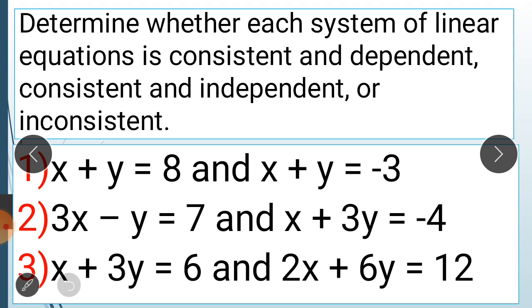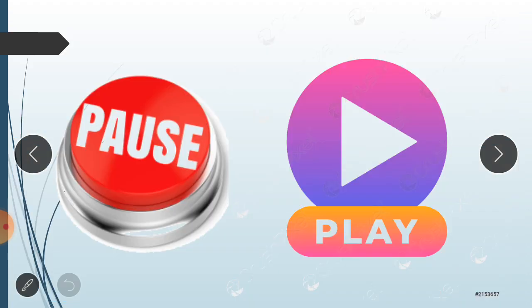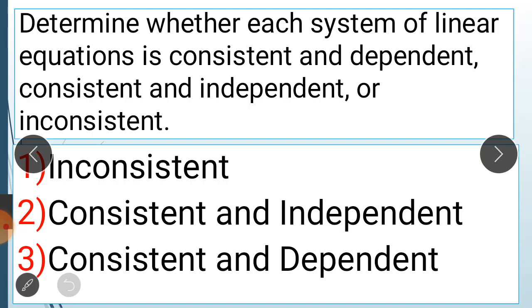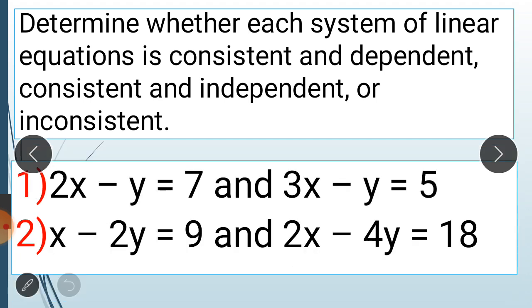I assume that you have already completed this. Now let's check. Let's answer now. Number 1 is inconsistent. Number 2, consistent and independent. And number 3, consistent and dependent. I hope everyone got a perfect score on this one.